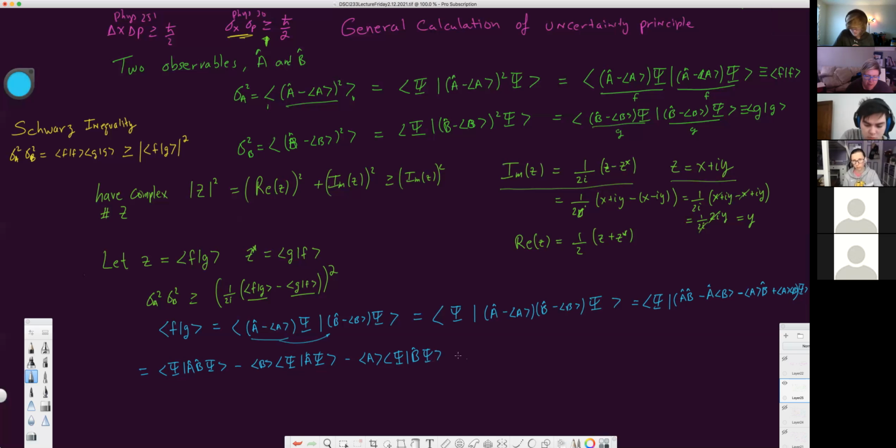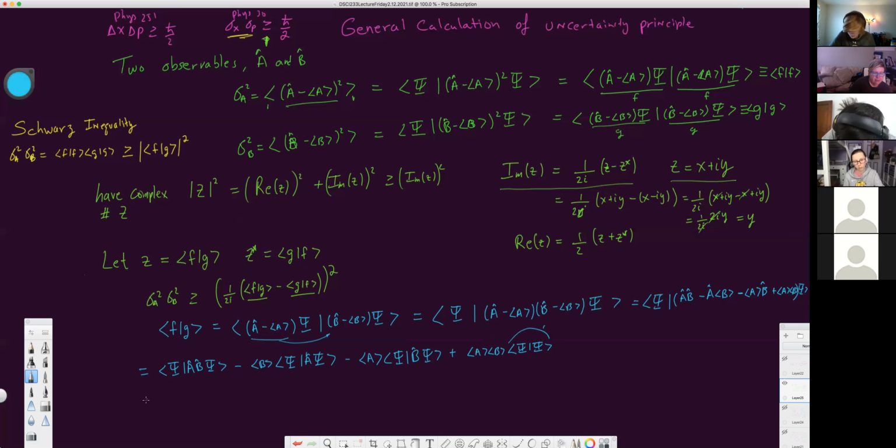Plus, pulling out both of the expectation values, and then I just have the inner product of psi with itself. This is going to be 1, because remember psi is normalized. This is 1.